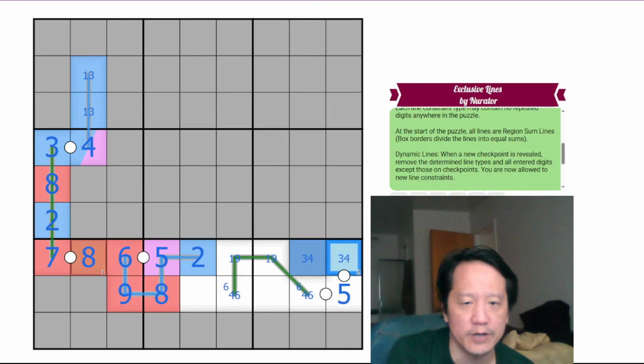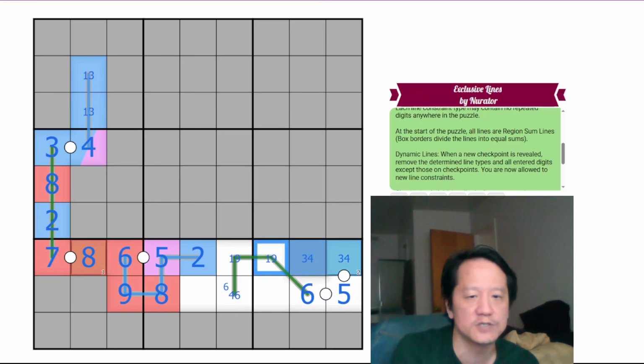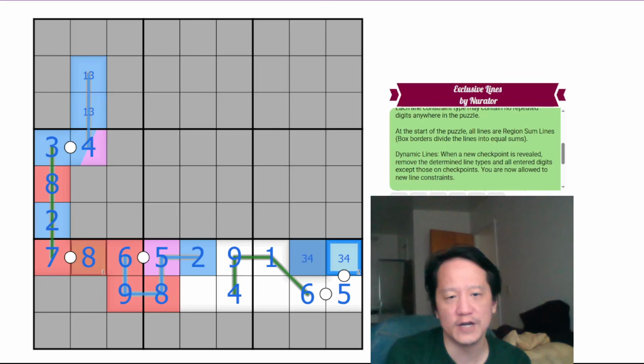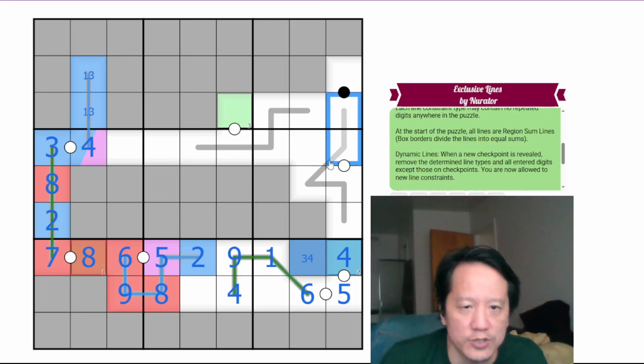But the 3-4 pair eliminates 3 and 4 in the rest of the box. So this can't be 4. This is 6, which is consecutive with, sorry, next to 1 on a whisper 5 line, which makes this 9 and that 4. So when we have 6, 5, and 4 there, now we have checkpoint 3.